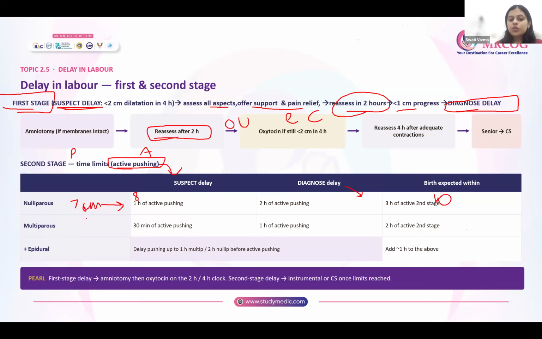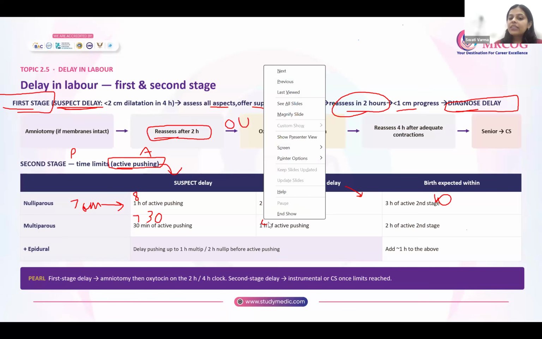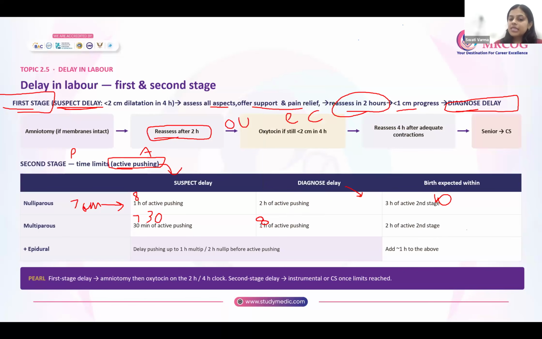Now, when she starts pushing, suppose at 7 a.m., so 30 minutes of active pushing, that is at 7:30 you examine her. If the findings are same, then you suspect delay. Then again at 8 you examine her. If the findings remain same, that is after 1 hour of active pushing, you diagnose delay.